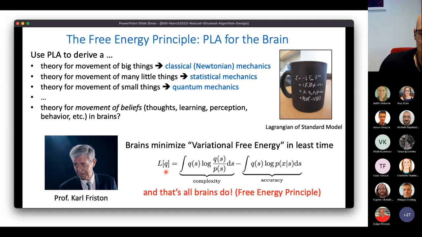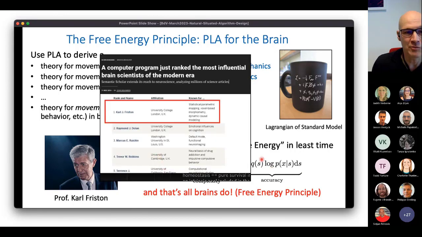Why is that interesting? Well, it's interesting by itself, but this Lagrangian, this variational free energy, has another property. Okay, one more thing. Why should we listen even to Carl Friston? Well, he is the most influential brain scientist of the modern era. He's ranked number one by a computer program that tries to rank him, but you can also look that up on the internet. His H-index is like 260 or something. He's a very, very impressive guy. So we should listen to him.